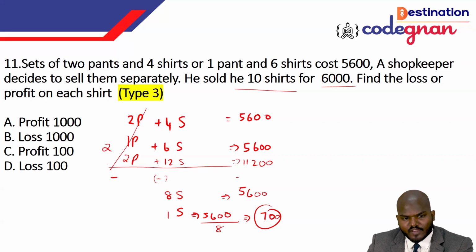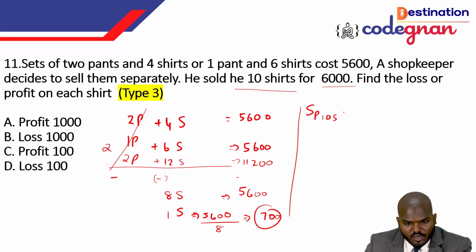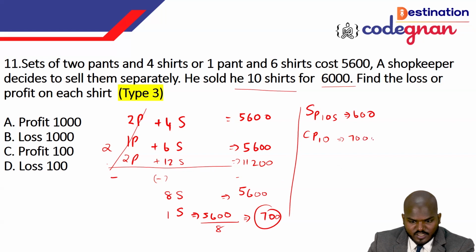So if he is selling 10 shirts, okay, say 10 shirts, the selling price of 10 shirts, he was saying, is 6,000 rupees. Okay, so then one shirt cost price is equal to 700. Okay, so then 10 shirts we can call as 7,000 here directly. So probably you have a loss here of 100 rupees.